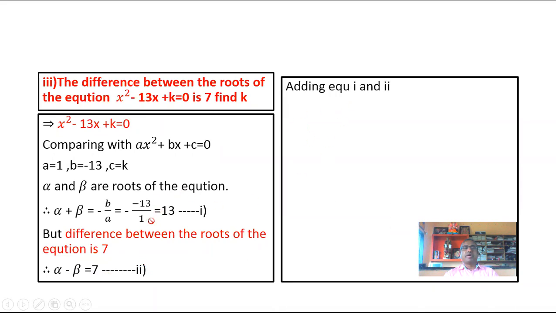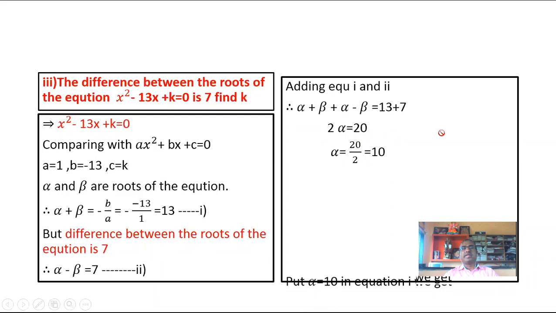Adding equation 1 and 2. Equation 1 is alpha plus beta is equal to 13 and alpha minus beta is equal to 7. Adding equation 1 and 2, we get alpha plus beta plus alpha minus beta is equal to 13 plus 7. Minus beta plus beta gets 0. Alpha plus alpha is 2 alpha is equal to 13 plus 7 is 20. This 2 goes on RHS side, then we divide. Alpha is equal to 20 upon 2. 2 tens are 20. Alpha is equal to 10.